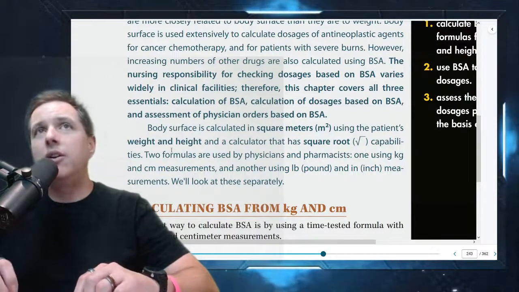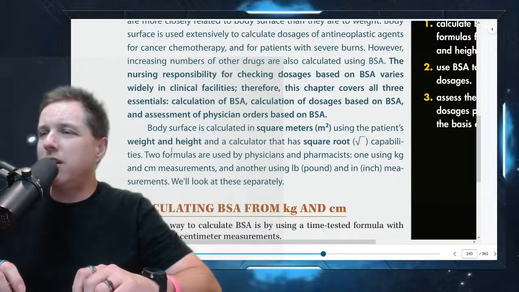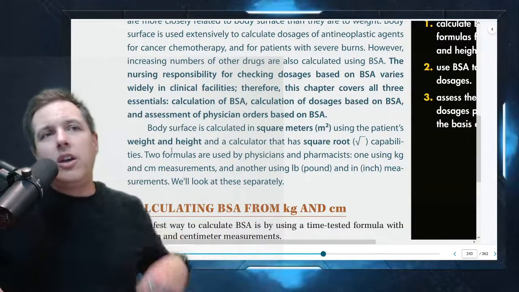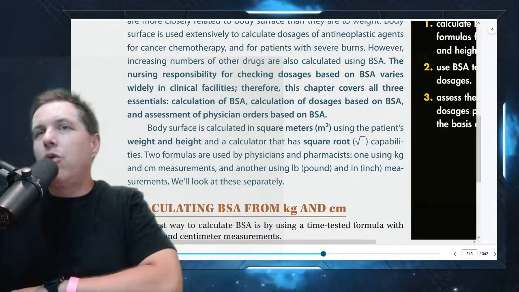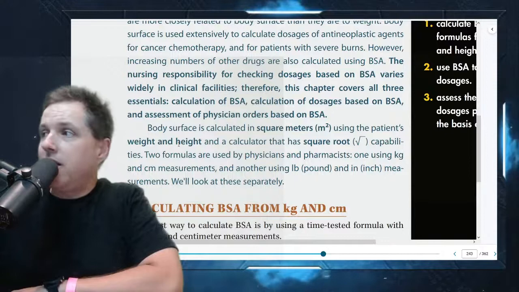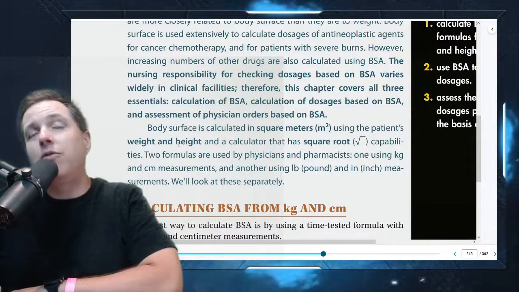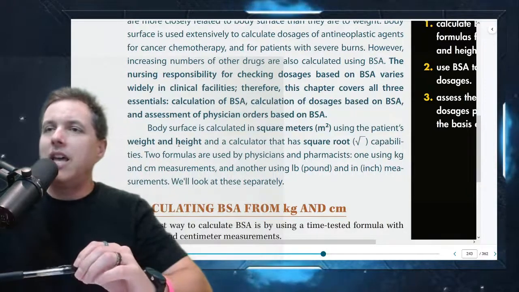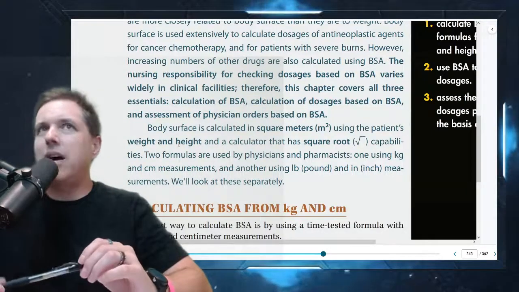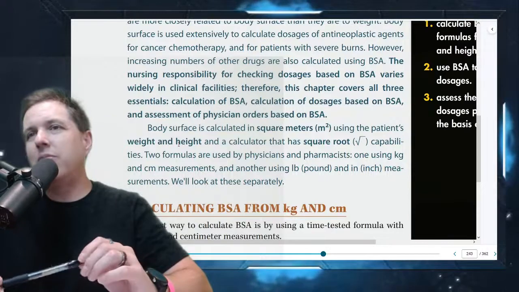We're going to need a formula in order to do this calculation, because if you think about it, there's not really a great way to measure surface area. So we're going to have a formula, and it's going to involve a square root, and it's going to involve weight and height. Basically, you're going to plug these numbers in, and it's going to give you an estimate for body surface area that generally is going to be pretty good.